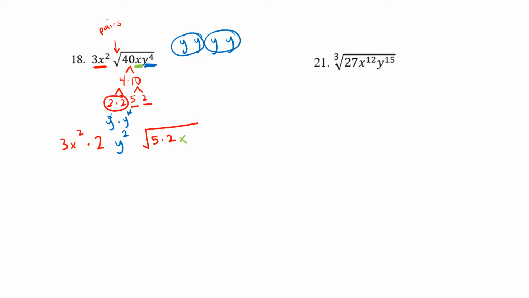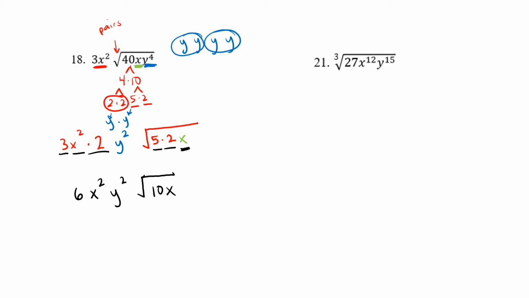Okay. Now the last thing we have to do before we finish off this problem is simplify, right? So we go 3 times 2 is 6. The x squared, we can't multiply it to anything, so it stays x squared. The y squared, again, nothing to multiply to, stays y squared. Deal with what's inside the square root. Now we can do 5 times 2, give us that 10 back, and then that x right there.